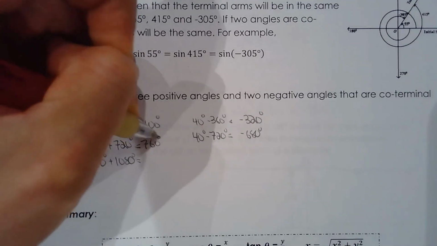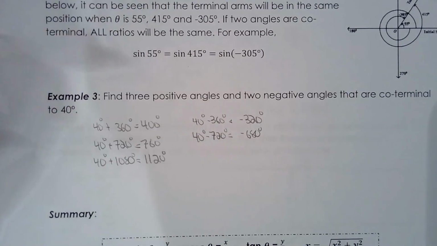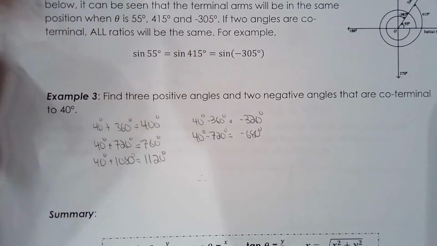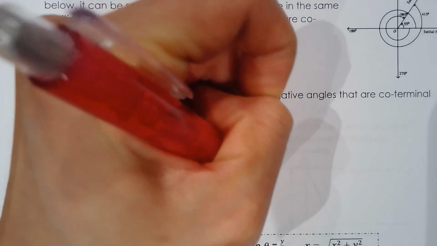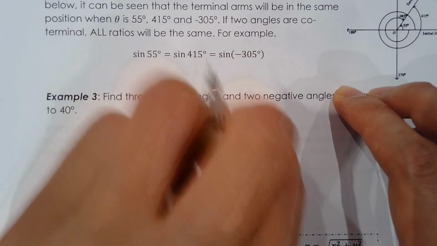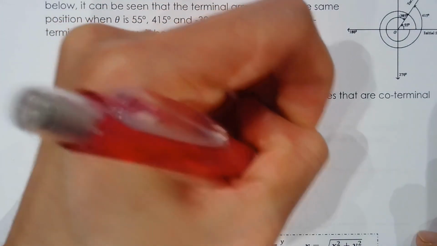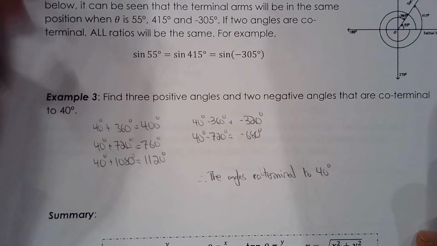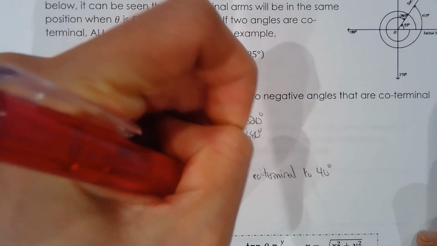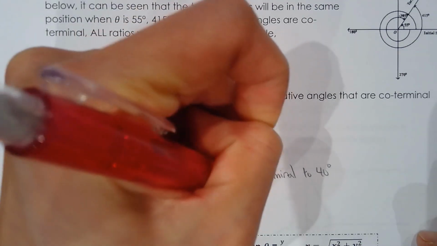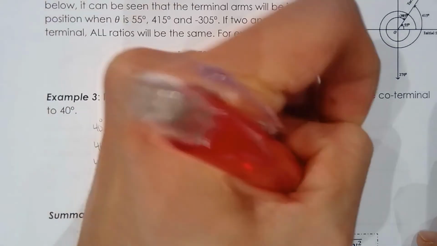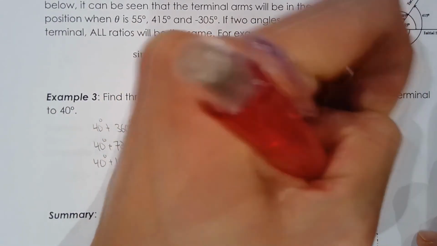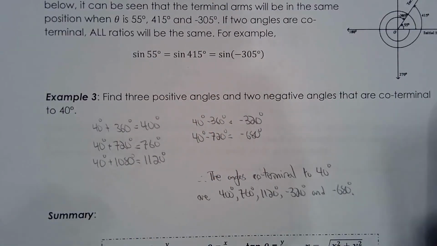Okay? Therefore, the angles coterminal to 40 degrees are 400 degrees, 760 degrees, 1120 degrees, negative 320 degrees, and negative 680 degrees. Okay, let me just quickly check. Yep.